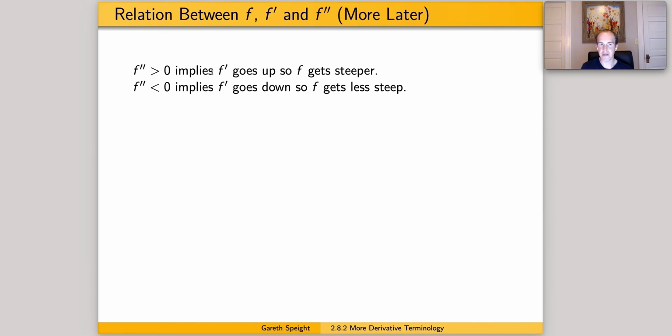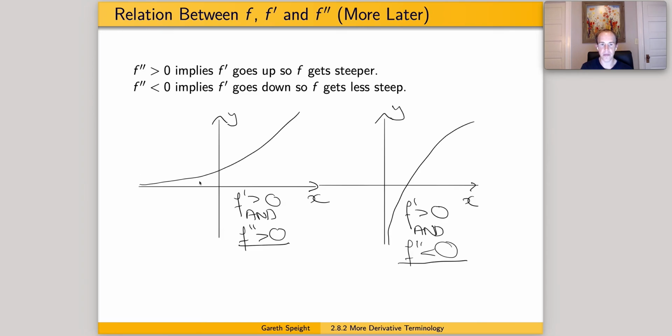If the second derivative is positive, remember the second derivative is the derivative of the first derivative, f prime. So f double prime is the slope of f prime. If the second derivative is positive, that means the first derivative is increasing. But then the first derivative is supposed to be the slope of f. So that means the slope of f is getting larger and larger, getting steeper and steeper. And vice versa, if the second derivative is less than 0, that means the graph of f is getting less and less steep. So for instance, here is a picture.